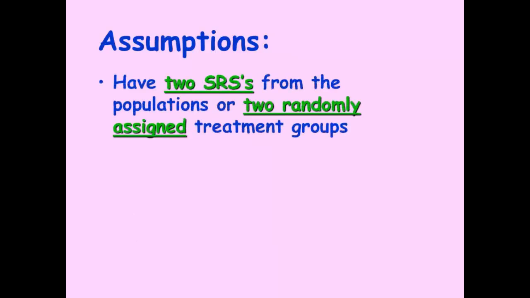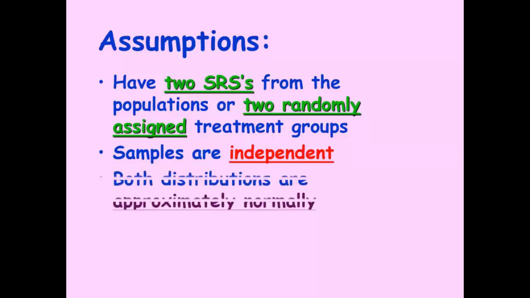All right, as far as assumptions go, somewhere in the problem it needs to state something about having an SRS or randomness. This can be stated explicitly, or this can be assumed. It's just something we have to consider about looking at the data. We also need to make a statement about independence, that knowing one sample does not give us any more information about the other one. And we need to check normality.